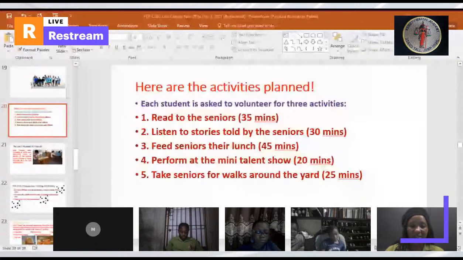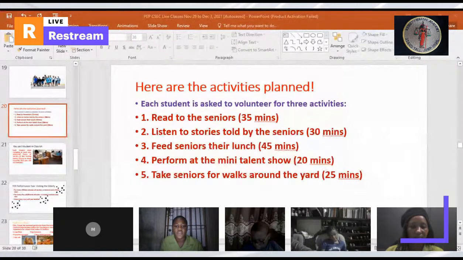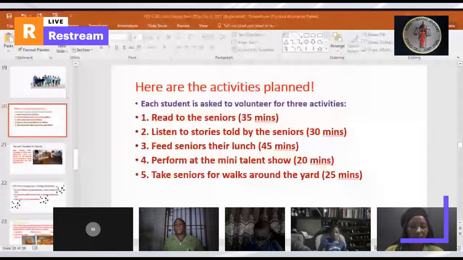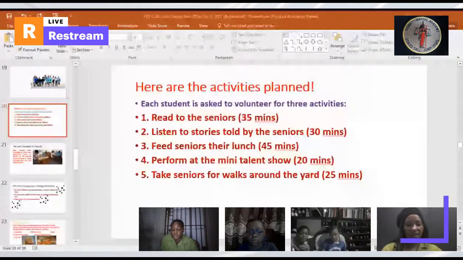Miss, we're still writing it down. All right, Jerry, go ahead. Miss, I have 5, 3, and 4, which are feed seniors their lunch 45 minutes, perform at the mini talent show 20 minutes, take seniors for walks around the yard 25 minutes. What's the total time? 1 hour and 30 minutes, miss. All right, so it's 45 and 25. Okay.